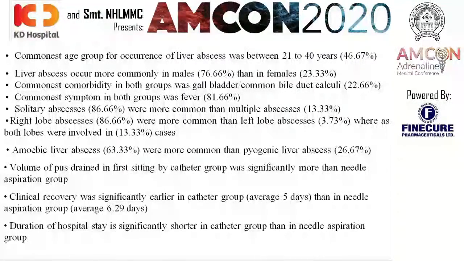Commonest age group for the occurrence of liver abscess was between 21 to 40 years. Liver abscess occurred more commonly in males than in females. Commonest comorbidity in our group was gallbladder or common bile duct calculi. Common symptom in both groups was fever. Solitary abscesses were more common than multiple abscesses. Right lobe abscesses were more common than left lobe abscesses. Amoebic liver abscess was more common than pyogenic liver abscess.